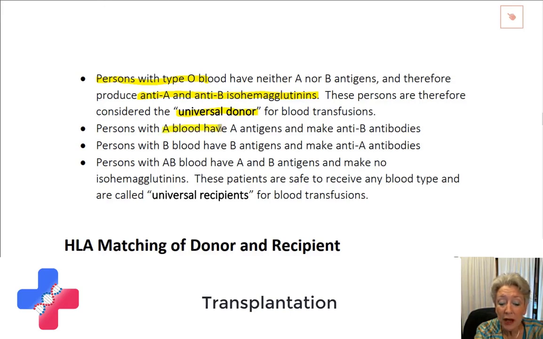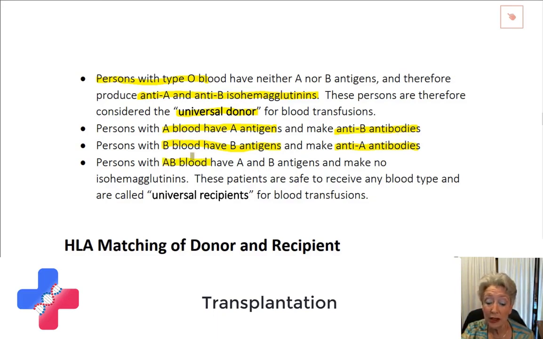Persons with A blood have A antigens on the surface of their red cells, so they have only anti-B antibodies. They're protected from making antibodies against A because those would bind with and agglutinate their own red cells, which would be disastrous. Persons with B blood have B antigens on the surface of their blood cells and make anti-A antibodies for the same rationale. And persons who have AB blood have both types of molecules.